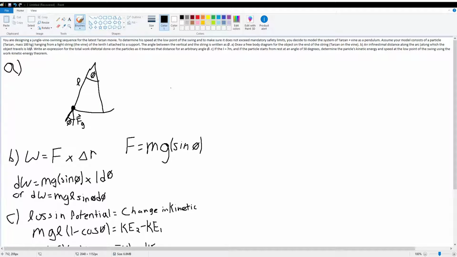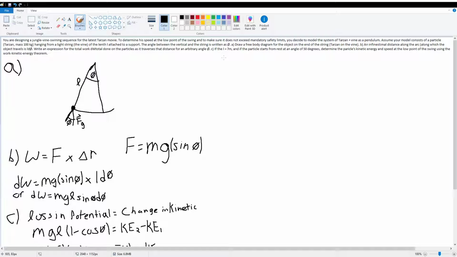Hello everyone, today we are going to be solving a work energy problem in physics. And this specific problem says that we are designing a jungle swinging sequence for the latest Tarzan movie to determine its speed at the low point of the swing and to make sure it does not exceed mandatory safety limits. We want to model a system of Tarzan and the vine as a pendulum.